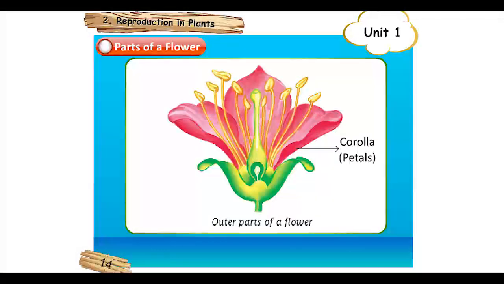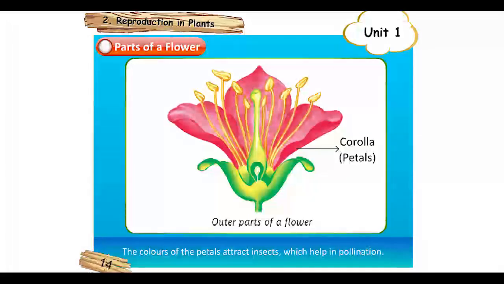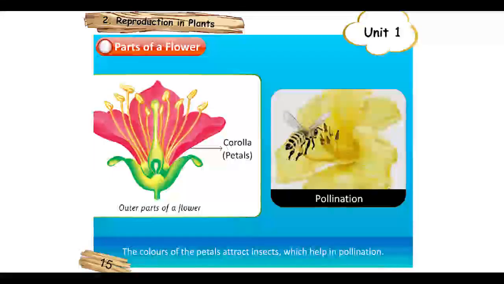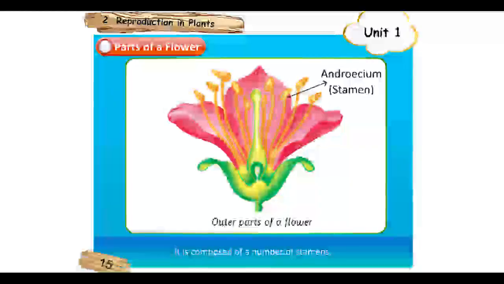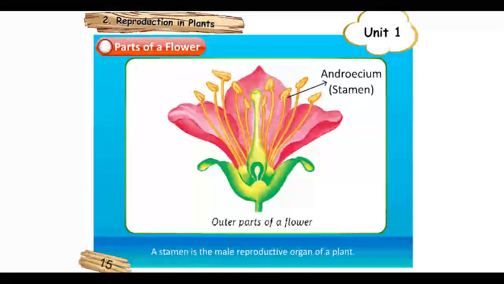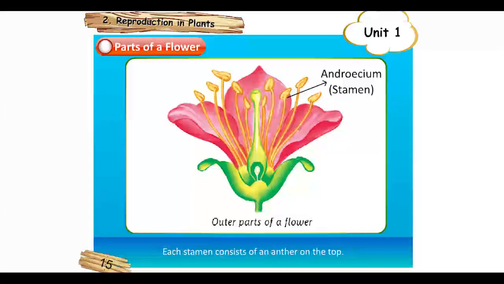2. Corolla or petals. It is made up of brightly colored structures called petals. The colors of the petals attract insects which help in pollination. 3. Androecium or stamen. It is composed of a number of stamens. A stamen is the male reproductive organ of a plant. Each stamen consists of an anther on the top.